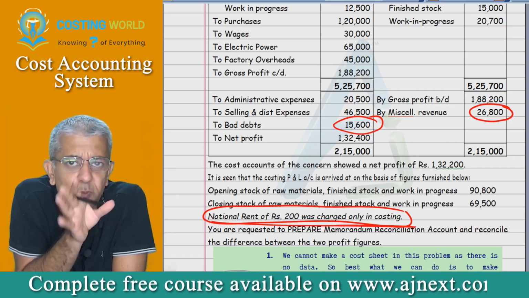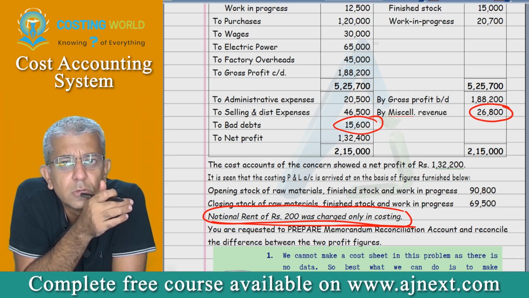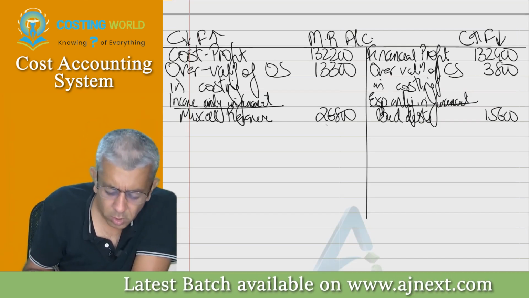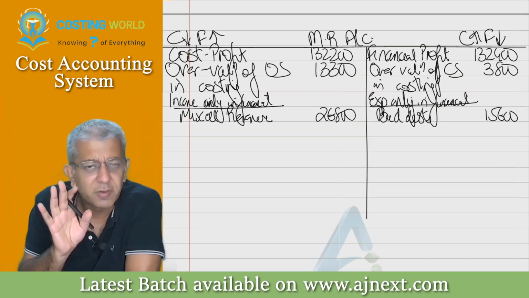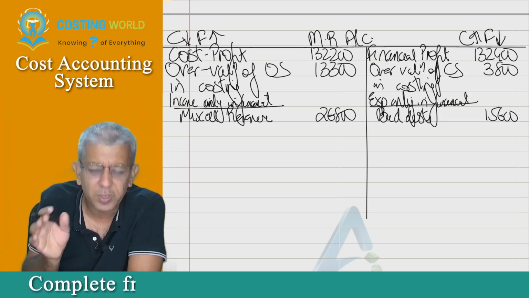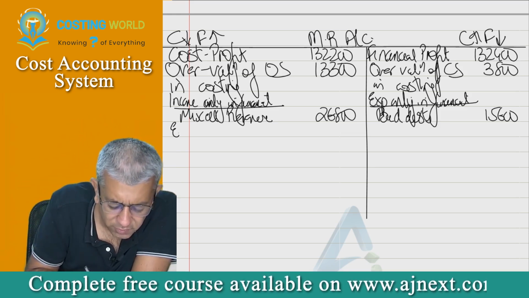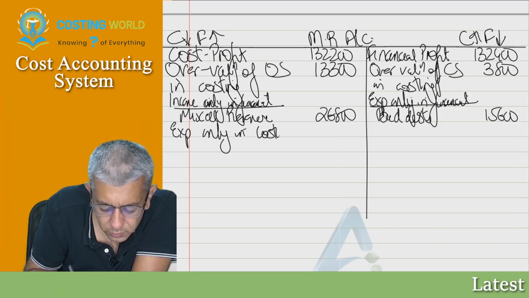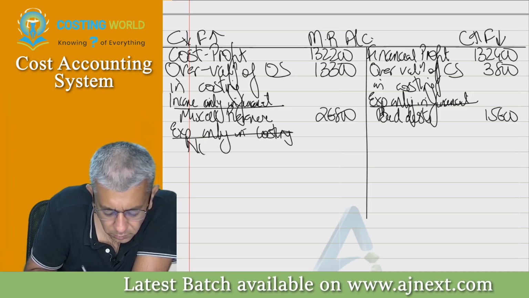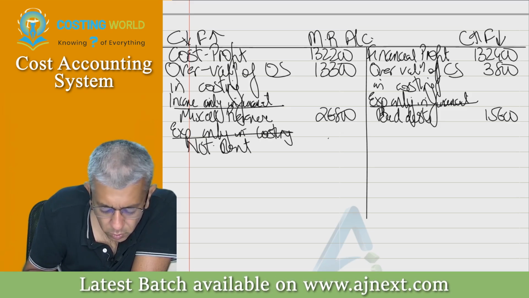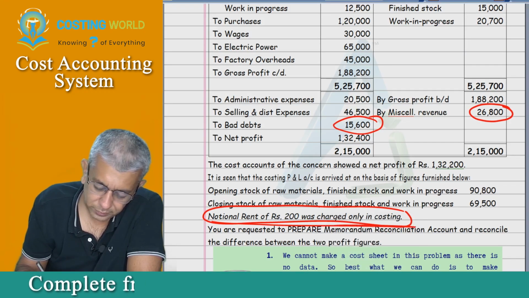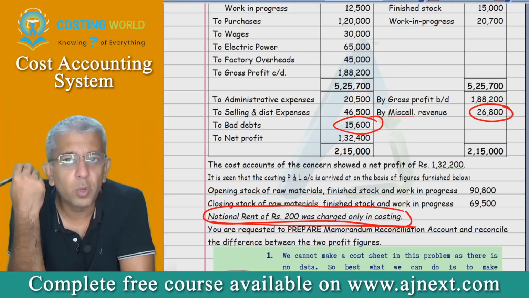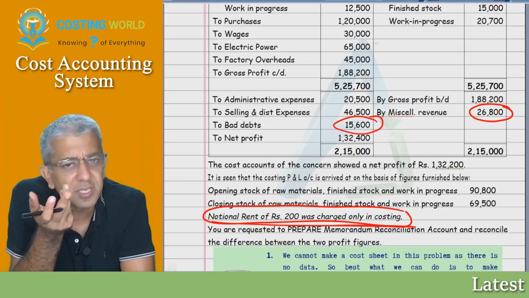Due to this, costing's profit will be lower. Which side? Debit side, no? You will never face a problem in life if you understand which side it is; you will understand it directly. So you can write down the expense only in costing. Notional rent 200. Job done. Now see, whatever I could have done in the question, to be very honest, I have done it.